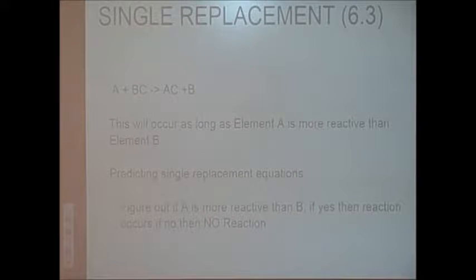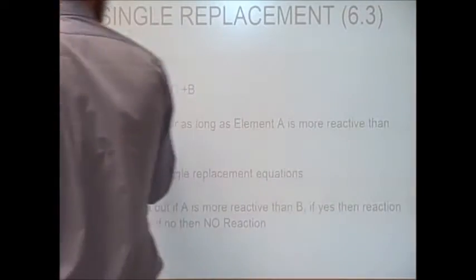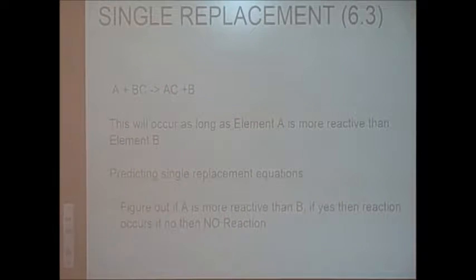Alrighty, today we are talking about single replacement. Now remember, with single replacement, we have someone single showing up to the party and a couple splitting up because that single person is more attractive. So in this case, we have A plus BC yields AC plus B.